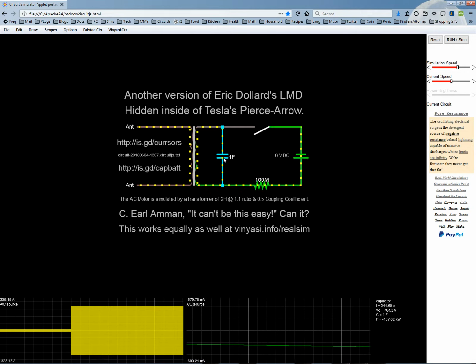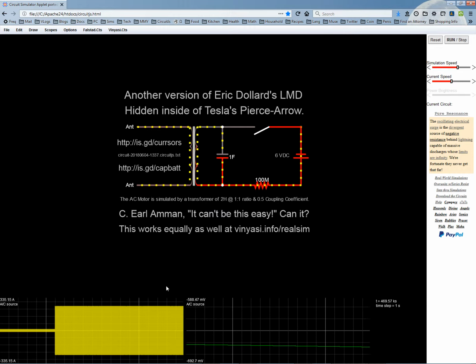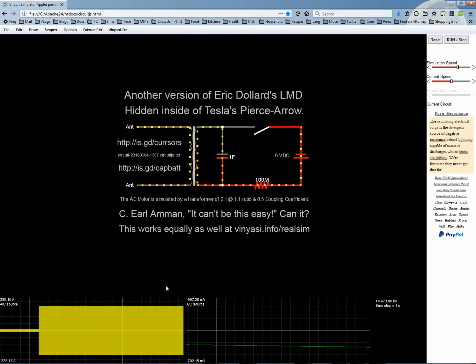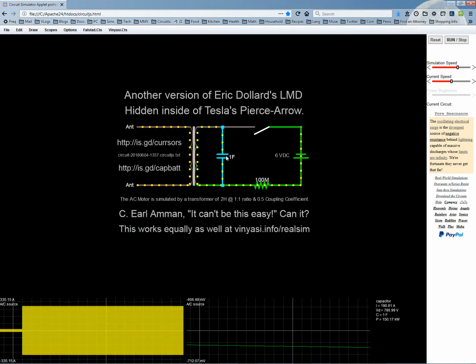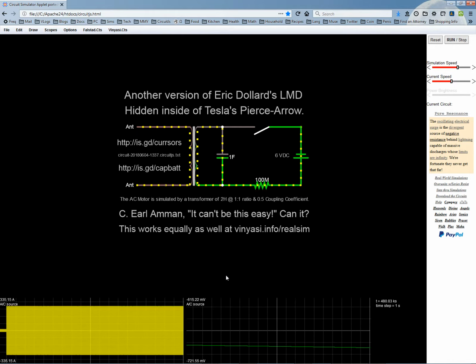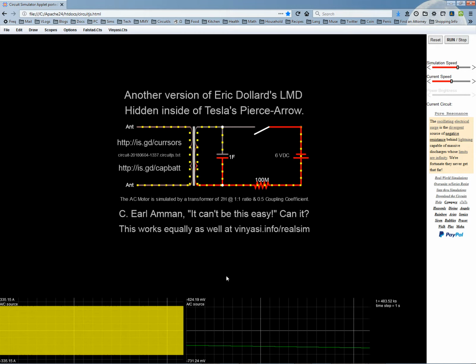Now, because this is 1 farad, it's not going to lose its amperage anytime soon. It's stored so much energy there that it's just going to keep going and going and going like the Energizer Bunny. So we've pretty much got a constant current source going on here.